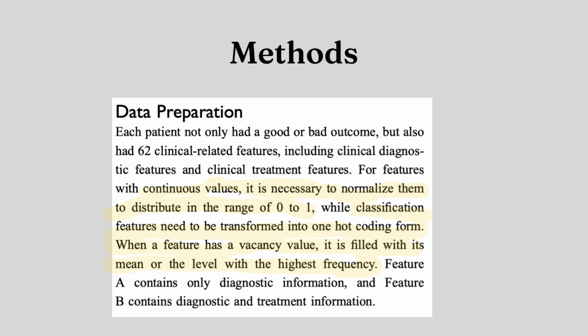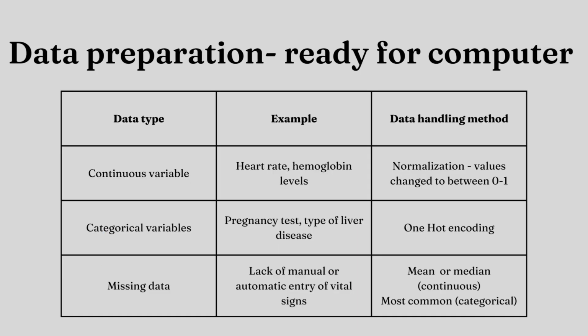To go back to what we learned in the previous video, this matches exactly what we had talked about. These data were prepared in a standard way for the computers to consume them. To review, the continuous variables, which are often physiologic or lab values, are normalized so the values change between 0 and 1. The categorical values are changed to one-hot encoding, and the missing data is filled with either the mean, median, or most common variable.